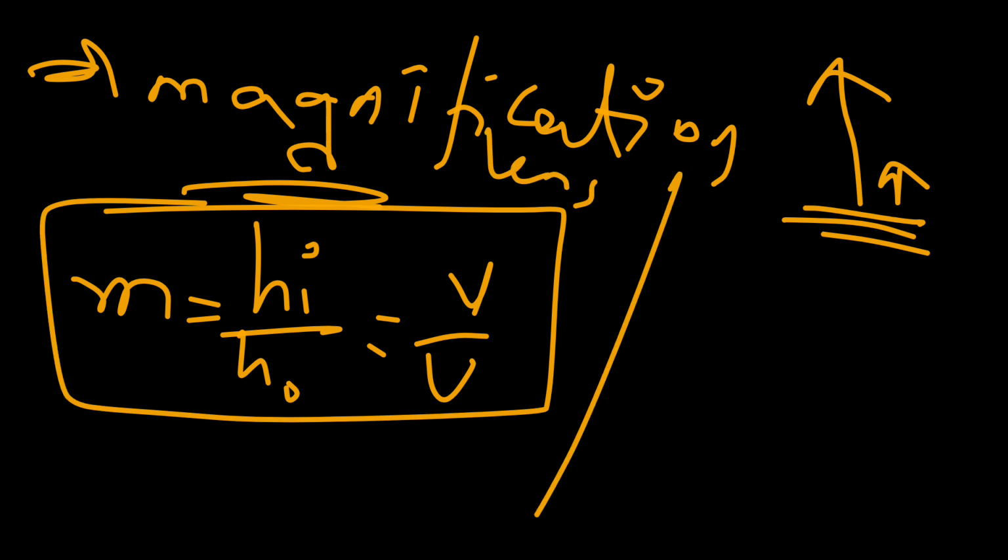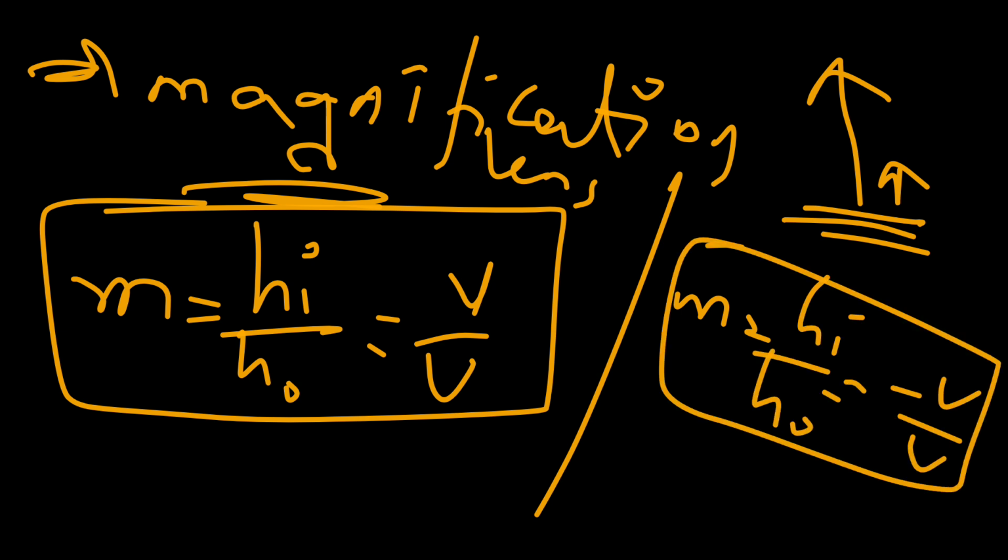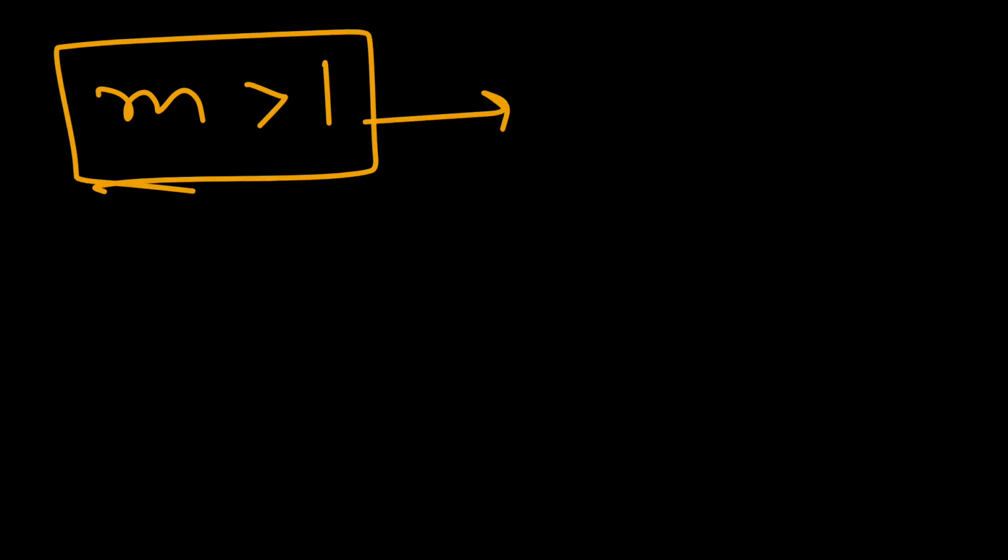Coming to mirrors, m equals hi by h naught, but there it is minus v by u, whereas here it is plus v by u. Keep that in mind and compare carefully. M is magnification, hi is the height of the image, and h naught is the height of the object. If the m value is greater than 1, the image formed is enlarged.